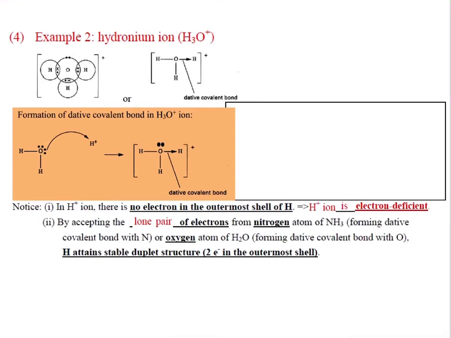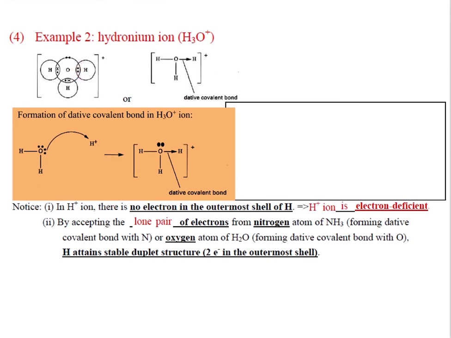Okay, another example of a compound that forms a dative covalent bond is the hydronium ion. The hydronium ion is formed from H2O. For H2O, we have two lone pairs of electrons on O, so it can donate and share either one of its lone pairs with the hydrogen ion that has no electrons. So then they will form a bond.